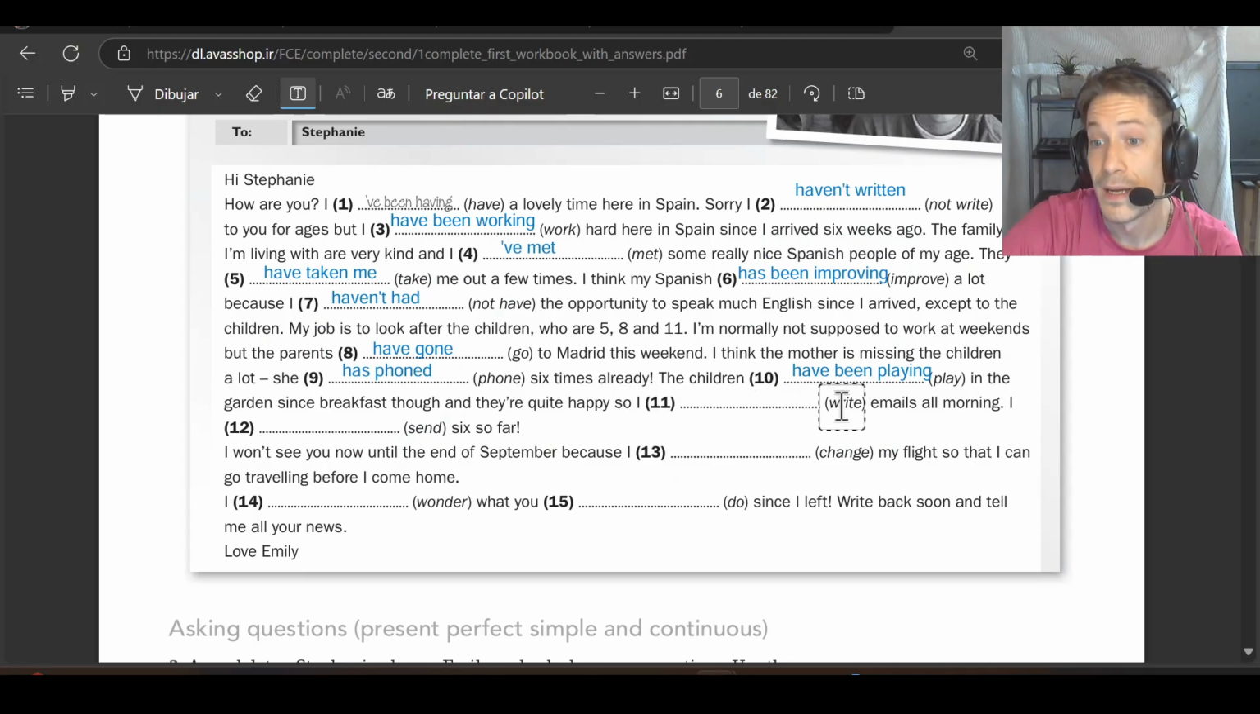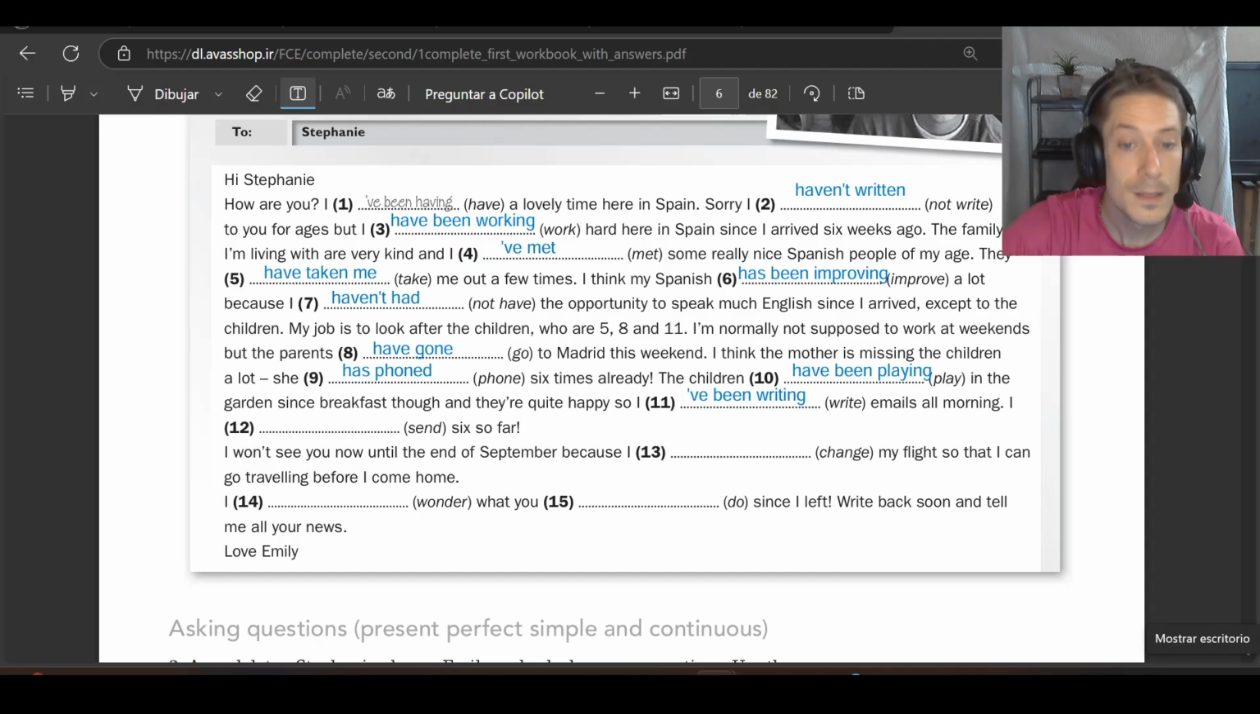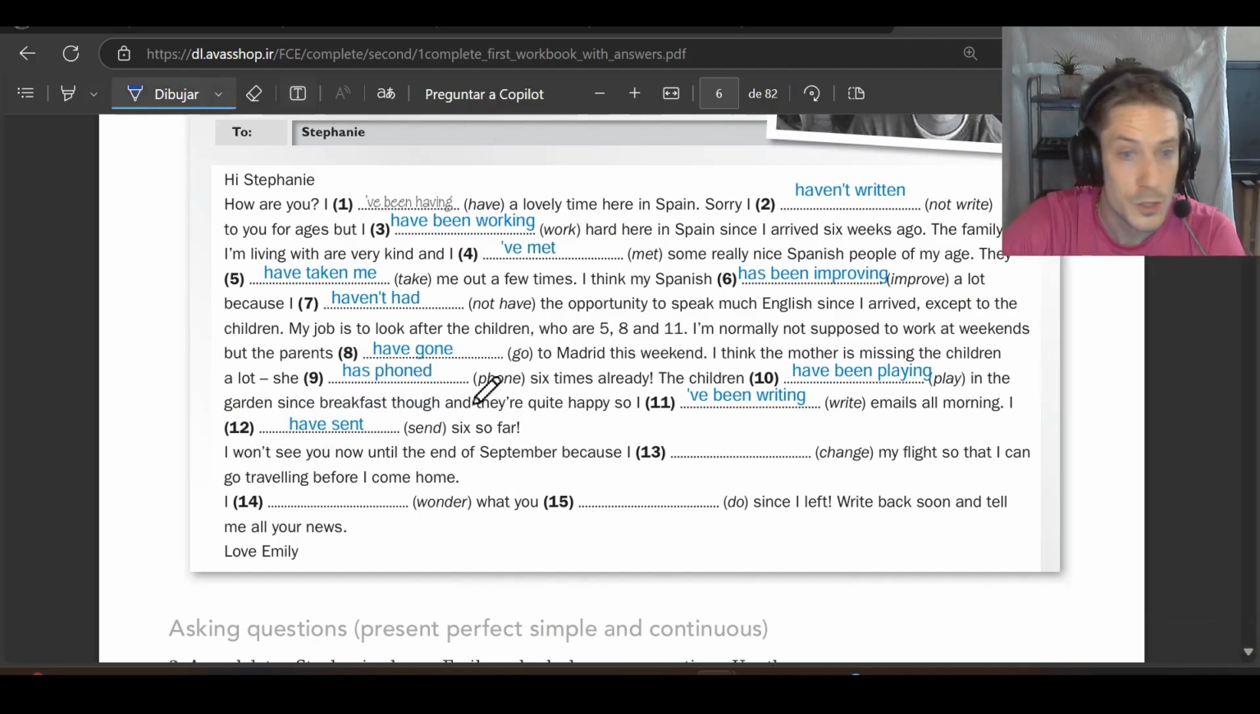So I've been writing emails all morning. Right, this is noon, 11 a.m. I've been writing emails all morning. I have sent 6 so far. So far, up to now, up to the moment.